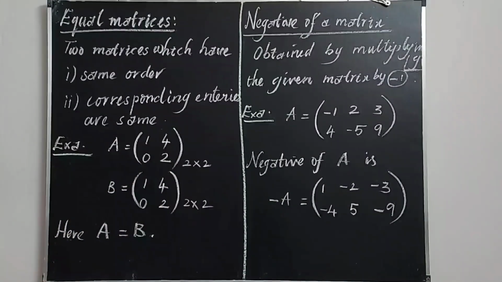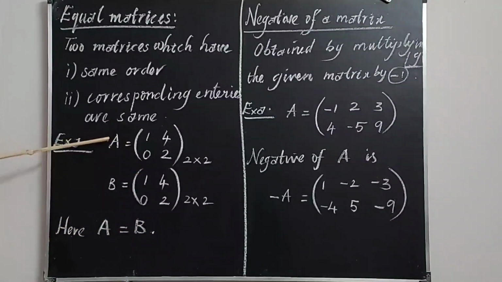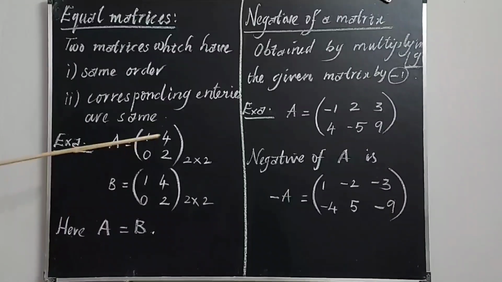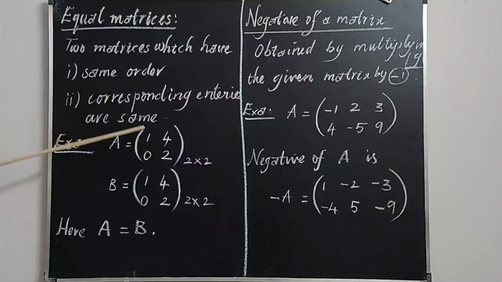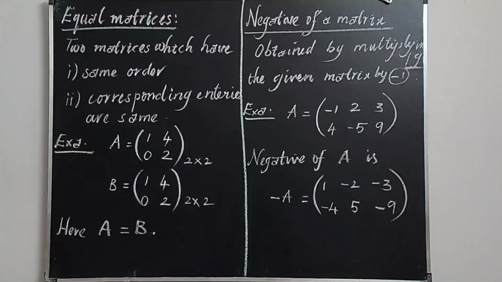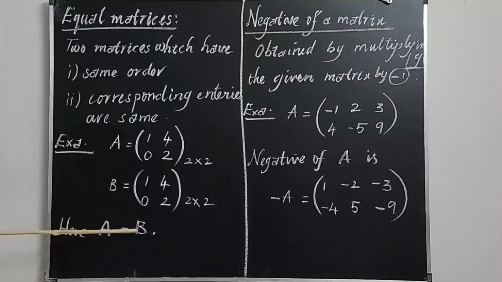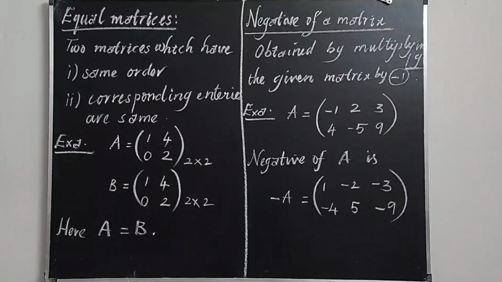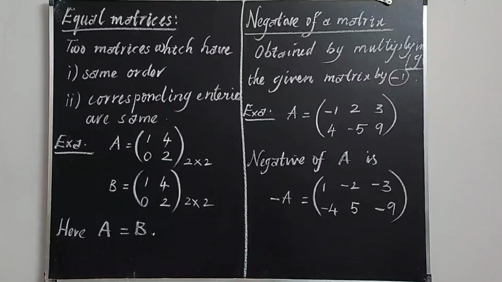Here also, second row, second column is 2. So in matrices A and B, they have the same order and their corresponding entries are also the same. Therefore, these two matrices are said to be equal matrices. Matrix A is equal to matrix B. So children, when two matrices are said to be equal, they are of the same order and their corresponding entries are the same.